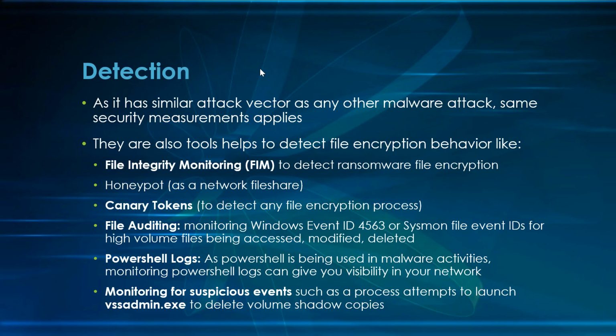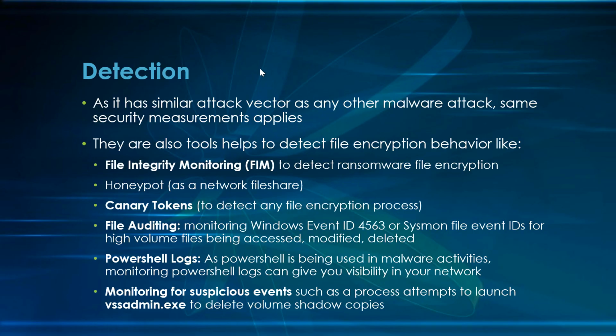Also file auditing. Monitoring, let's say, with the Windows system logs, you can monitor the event ID 4663, which relates to file modification, as well as some of the Sysmon file event IDs. They have multiple for high volume of files being accessed, modified, and deleted. PowerShell logs, for detecting suspicious PowerShell activities, especially as we talked about in the fileless attacks, and of course monitoring for suspicious events in general, like a process attempting to launch vssadmin, which deletes the volume shadow copies.